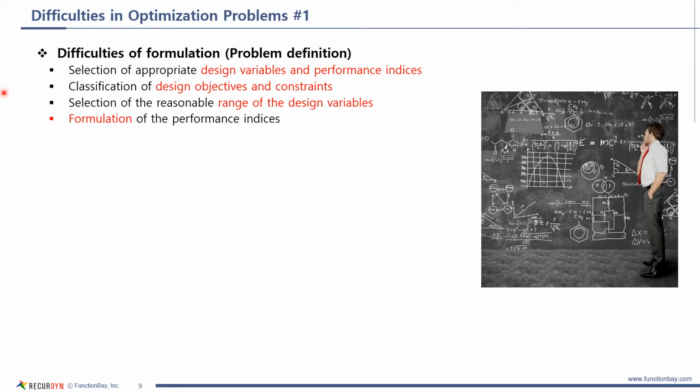Let's review some reasons why people think optimization is difficult. One reason is formulation. People are confused with design variables, objective functions, and constraints. This does require experience. In this presentation, I hope you can get some ideas about how to classify and formulate variables from the examples that I introduce.